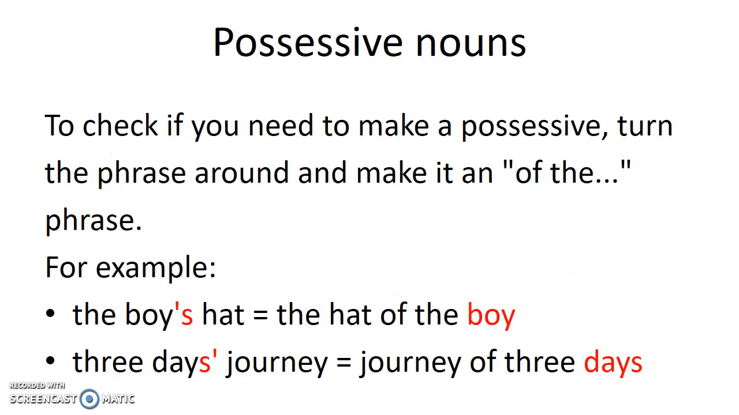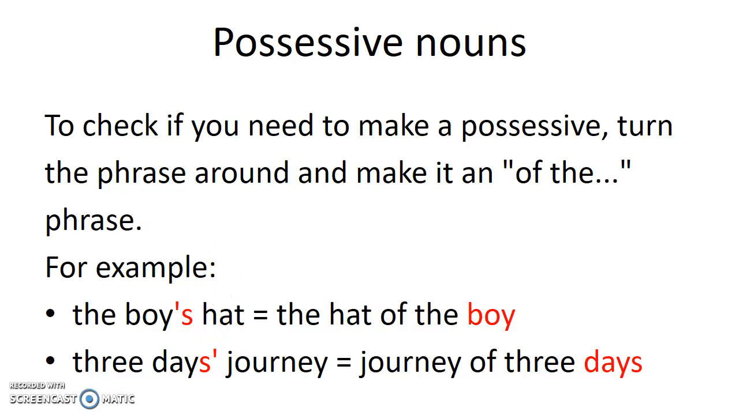Usually, you can check to make sure that you need to make a possessive by turning the phrase around and making it an "of the." So there you are at home, you're editing your own paper, and you're trying to make a choice, right? You're like, oh, is this possessive? Well, you know it's possessive if you can turn this around. The boy's hat, the hat of the boy. If you can say the hat of the boy, you know you need an apostrophe right before that S.